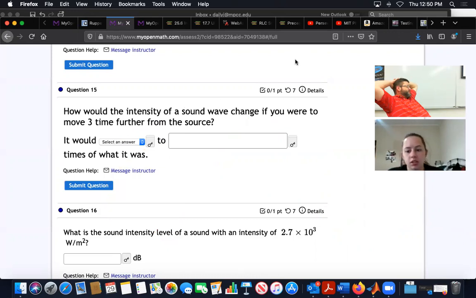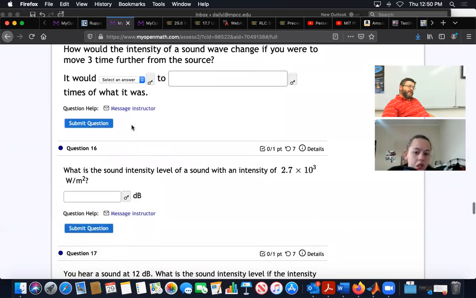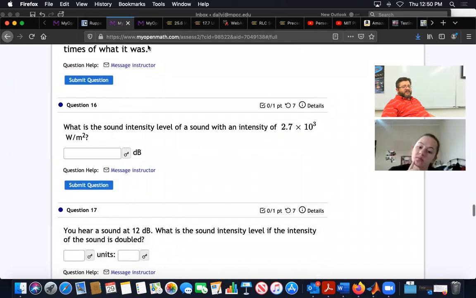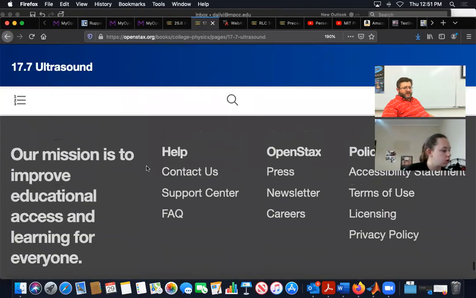My next question is 16, if no one else has questions. We can do 16. All right, so the sound intensity level is the dB equation. You remember that equation? In dB, the equation is in chapters, it's in this one right here.